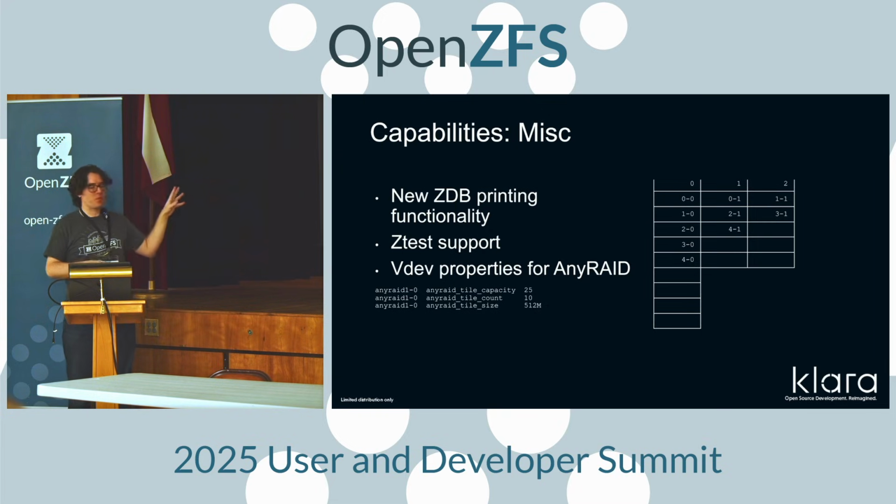And then there's some new VDEV properties for the AnyRAID VDEVs themselves. The tile capacity, the number of tiles that you could allocate on the AnyRAID VDEV or one of its children, the number of currently allocated tiles in the whole AnyRAID VDEV, or again, in each of its single child devices. And then the tile size is also accessible as a property. So all these things can be used programmatically if you need them for whatever purpose, or if you're just curious to see what it looks like without having to parse the big ZDB output.